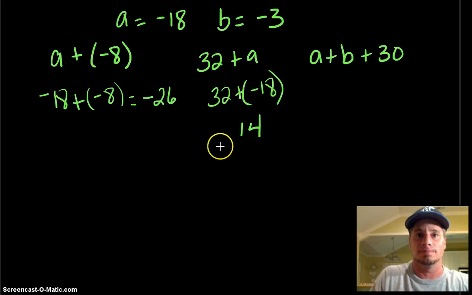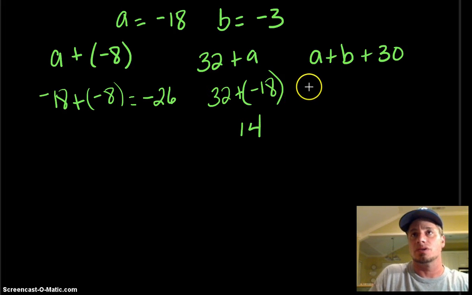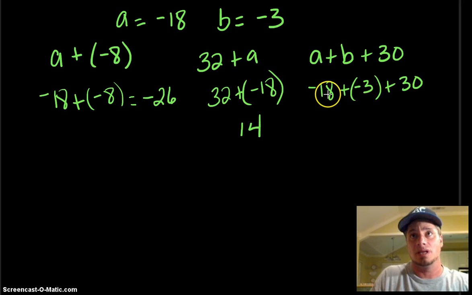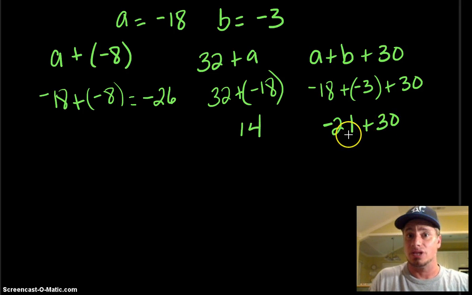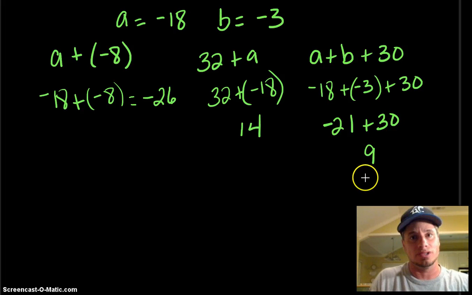It's a positive number. Okay, so here we're going to substitute -18. And for B, it's -3. And then we keep the 30 there. Well, let's do the first two. Same sign sum. 18 plus 3 is 21. They're both negative, so my answer is negative. Plus 30. Now 30 and -21, different signs, so I have to find the difference. 30 minus 21 is 9. The 30 is bigger than 21. It's positive, so my answer is positive. Okay.